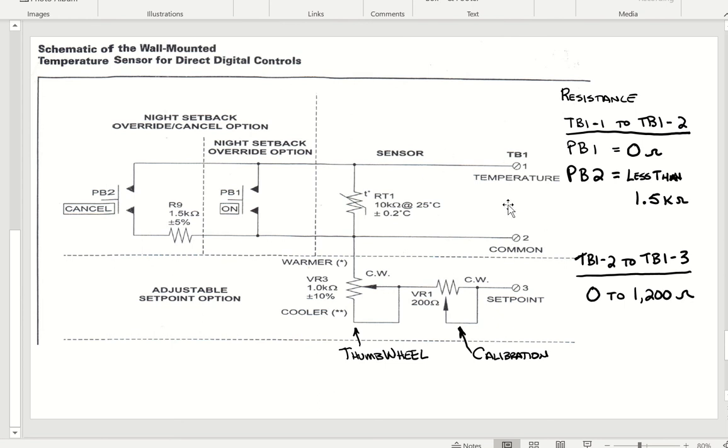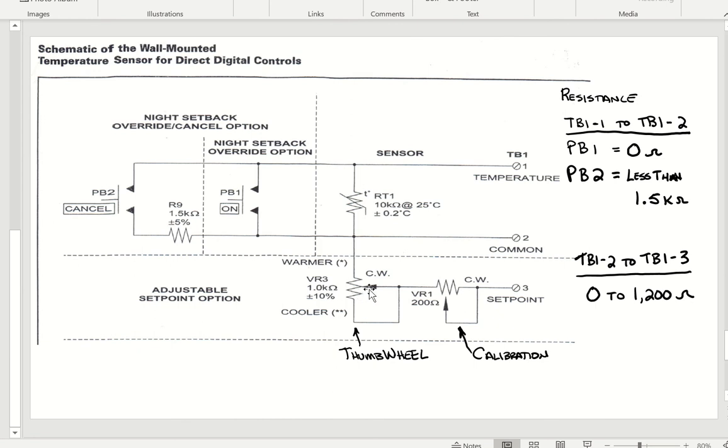So with just these two wires, we can measure room temperature, and we can also see when somebody depresses the on button or depresses the cancel button. Down here, the two variable resistors or the potentiometers that we talked about. This one here is the actual thumb wheel itself. This is the one that sets the set point from 0 to 1,000 ohms, depending on how the wiper on the potentiometer moves across the wound coil of wire.